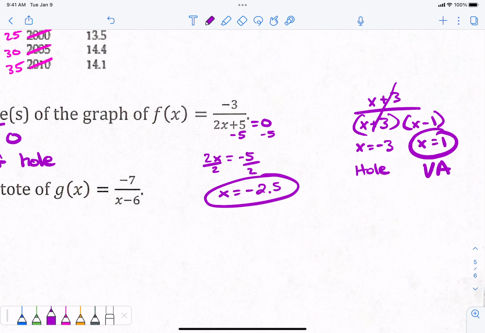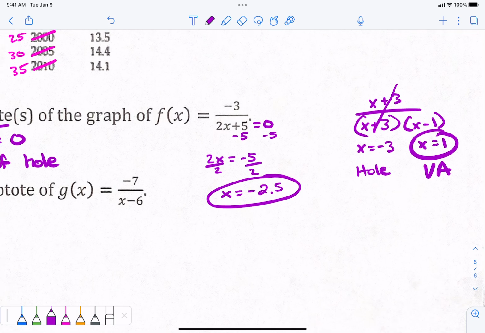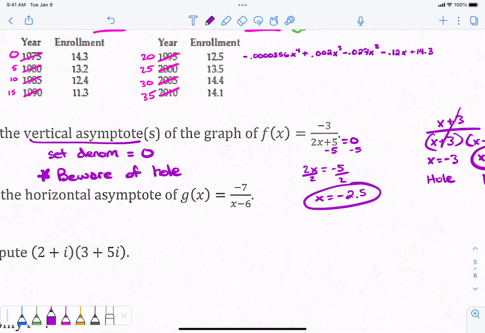If I would have asked you for domain, you would say x is not equal to -2.5, right? Domain and VA kind of go together. So x equals -2.5. That's the VA. Got it? Okay, moving on to the next one.